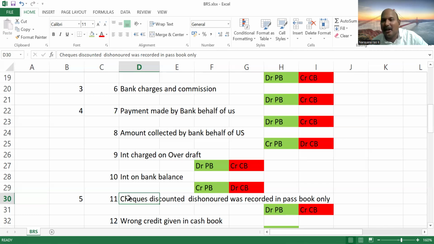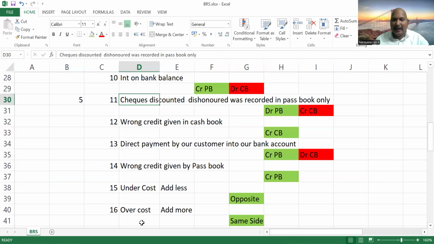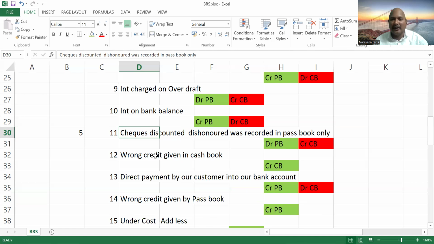We don't know if the cheque was honored or dishonored. When we cross check the cash book and passbook, then only we know the reason for the difference in the cash balance. And sometimes clerical errors, we already discussed clerical errors, such as wrong credit given in cash.